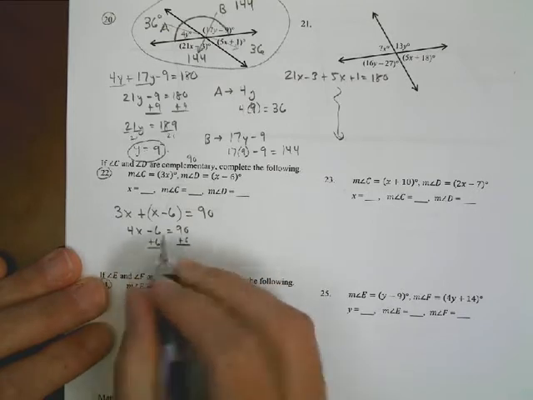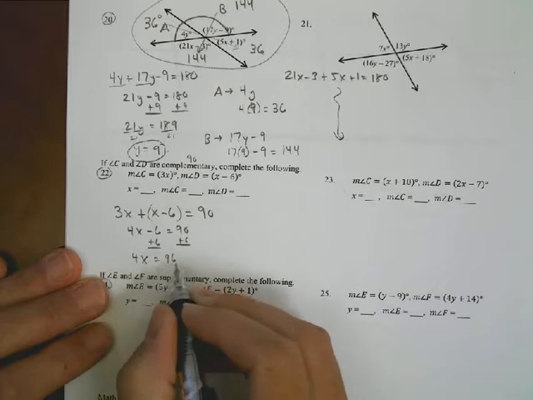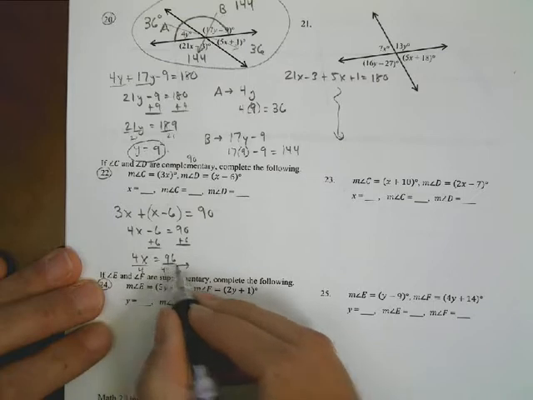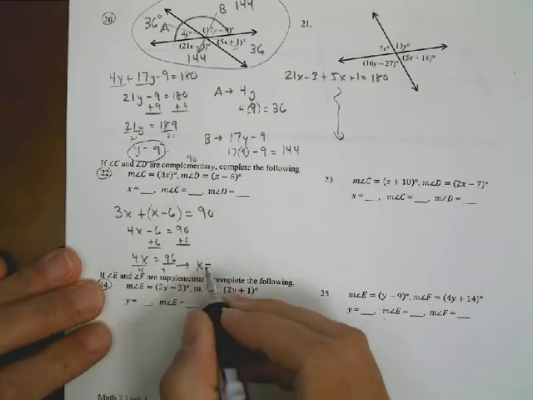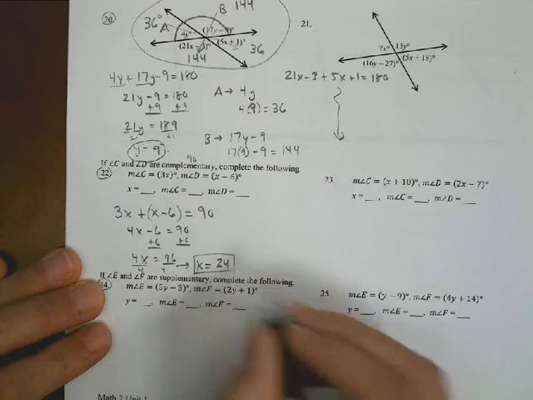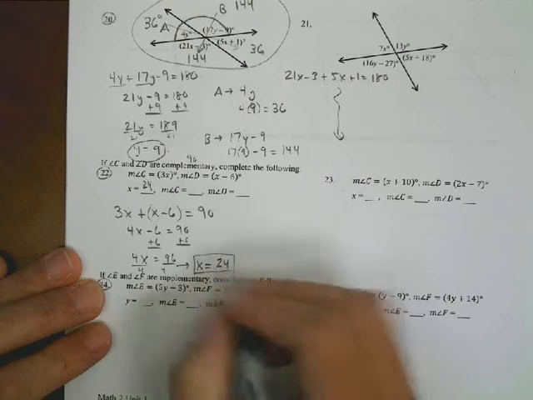I will add 6 to both sides to get the variable by itself. We have 4x equals 96. When I divide both sides by 4, x equals 24. Alright, so we have the first part there, no problem. That's the first part, 24.